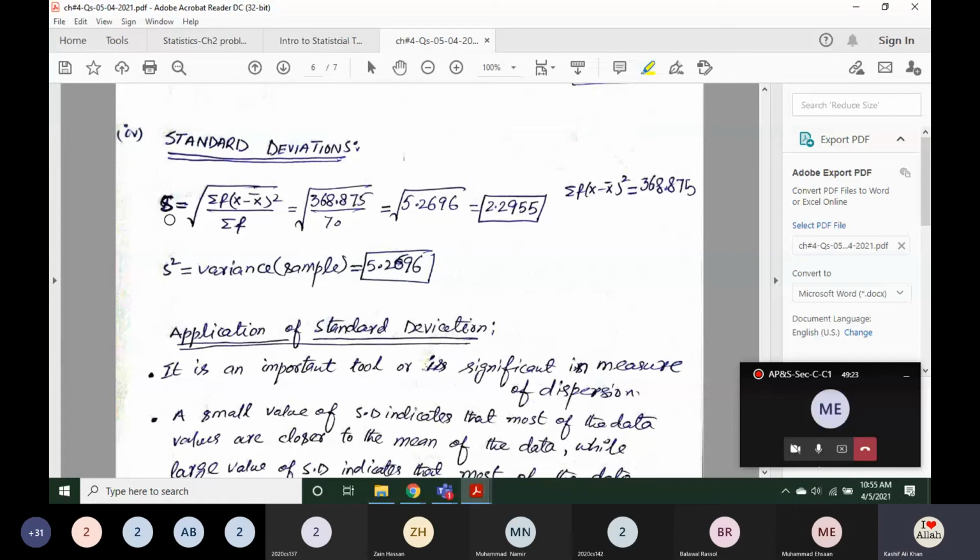This is the formula of the standard deviation, but that is useful for grouped data. For the ungrouped data, you need to see or consult with the book. There are formulas for the ungrouped data as well as for the grouped data.